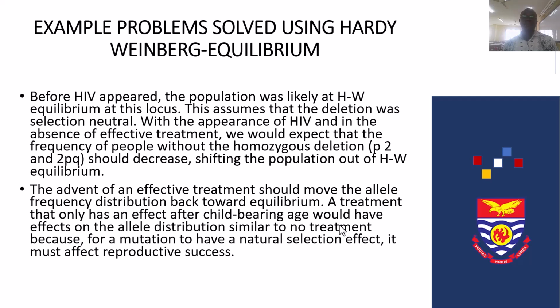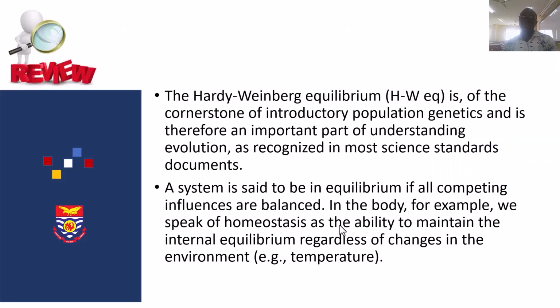With the appearance of HIV and in the absence of effective treatment, we would expect that the frequency of people without the deletion, p² and 2pq, should decrease, shifting the population out of Hardy-Weinberg equilibrium. The advent of an effective treatment should move the allele frequency distribution back toward equilibrium. A treatment that only has an effect after childbearing age would have effects on the allele distribution similar to no treatment, because for a mutation to have a natural selection effect, it must affect reproductive success.